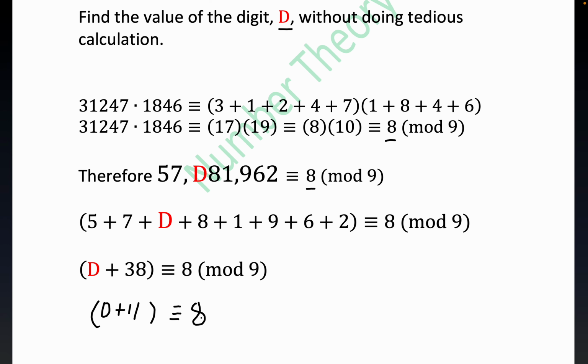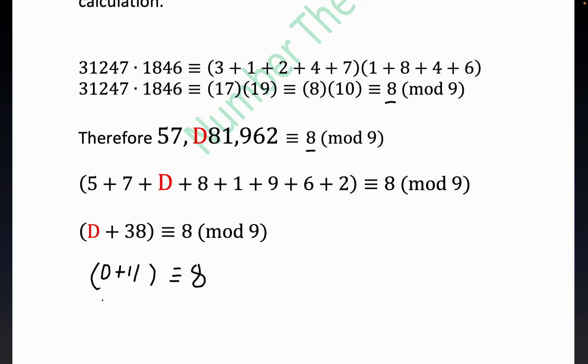And then what happens here, you can sum your digits again. You get D plus 2. Again, you're not having to do too many really big time calculations, you're just summing up digits. So D plus 2 is congruent to 8. And of course, we're talking mod 9. And then you get D is congruent to 6. Okay. And that does the trick, folks.